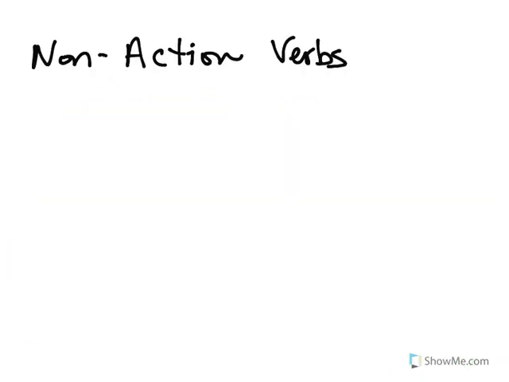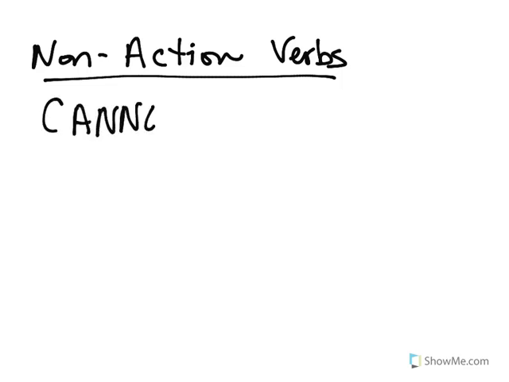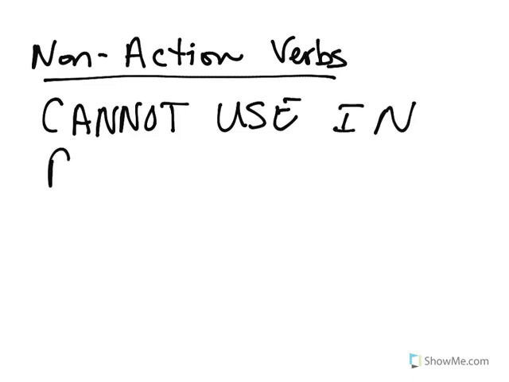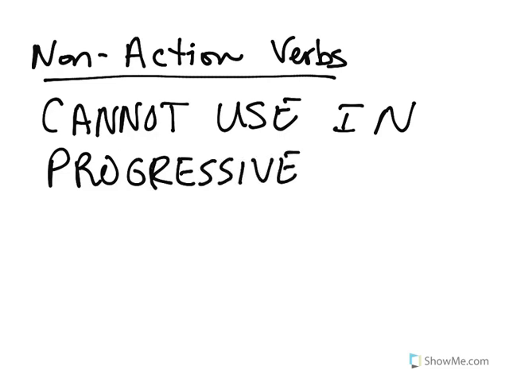I wanted to remind you about non-action verbs. We talked about non-action verbs with simple present tense, that we use non-action verbs for emotions and mental states, for state of being verbs, for measurements, for perception verbs, like the five senses. And the reason I want to bring this up again is because non-action verbs, you cannot use in progressive tenses.